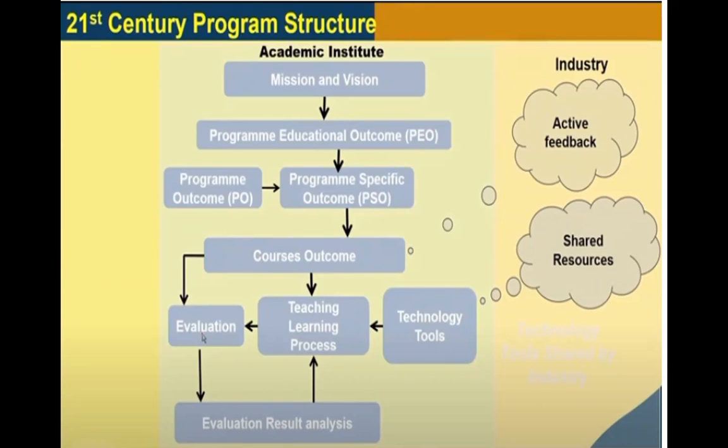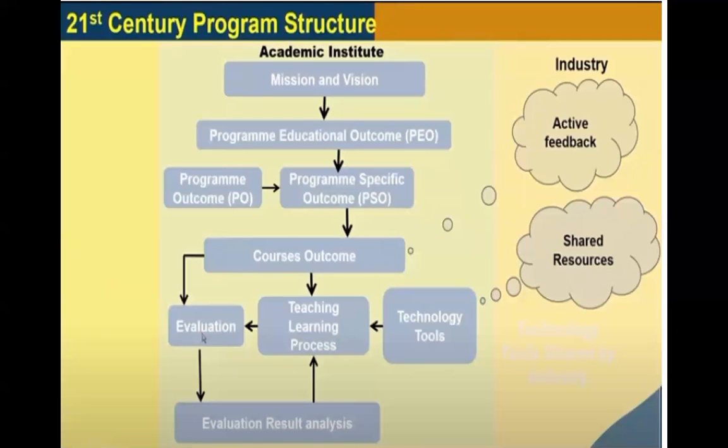But the program outcomes specified by the NBA, which indicate the minimum requirements that a graduate engineer should have, will be the same. Okay, so from the program outcomes, we can specify the program specific outcomes.